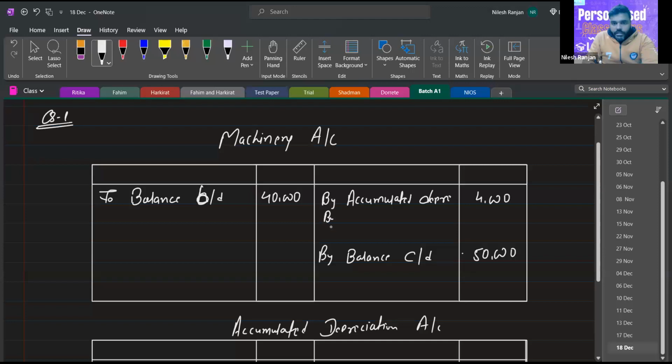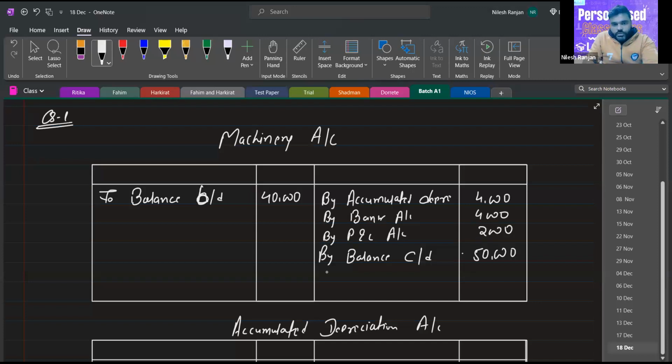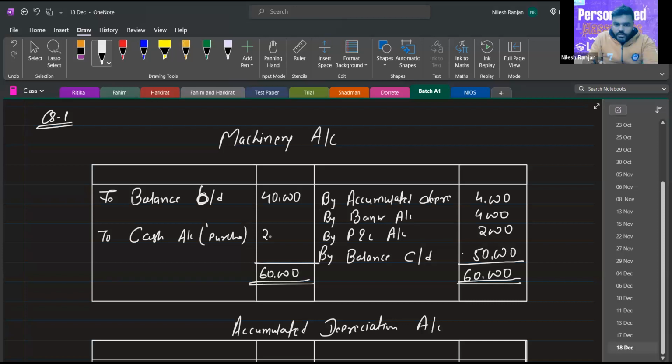So it will be by bank account 4,000. And here it will be by profit and loss account, because there is a loss of 2,000. Now you can see here that the total on the credit side is 60,000 and the total on the debit side is 40,000. So we will write it here to cash account purchase 20,000. Is this clear?